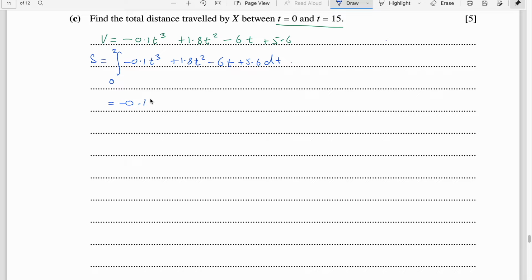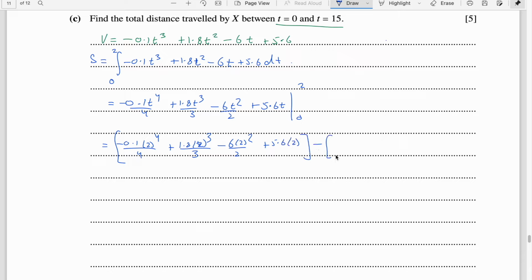Integrating: negative 0.1 t to the 4 by 4 plus 1.8 t cubed by 3 minus 6 t squared by 2 plus 5.6 t from 0 to 2. Now upper limit minus lower limit. Negative 0.1 into 2 raised to power 4 by 4 plus 1.8 into 2 raised to the power 3 by 3 minus 6 into 2 squared by 2 plus 5.6 into 2 minus lower limit. All these are t, that is going to be 0. So use your calculator to get 3.6 meters. So this is from 0 to 2.